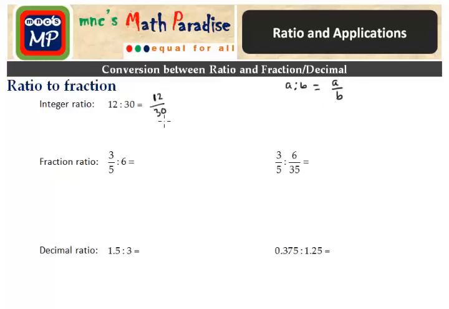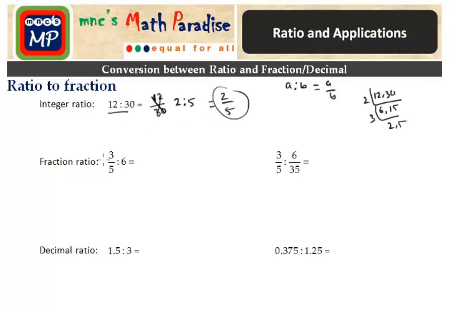So 12 division 30. Instead of writing 12 division 30, we can simplify this ratio first. 12 and 30, so 2 common, 6 and 15, 3 common, 2 and 5. So this ratio can be written as 2:5. That means 2 division 5. So this is the fraction for this corresponding ratio.